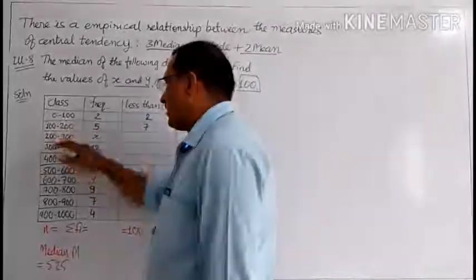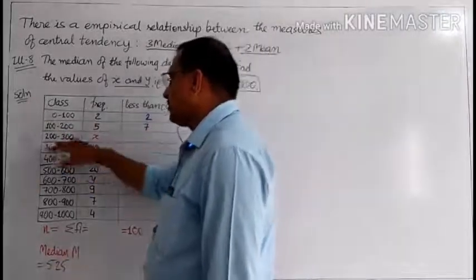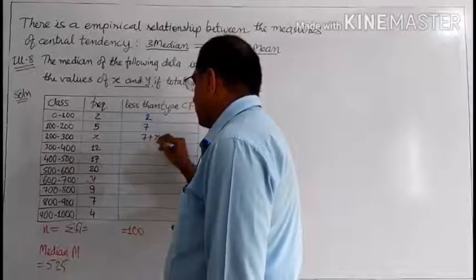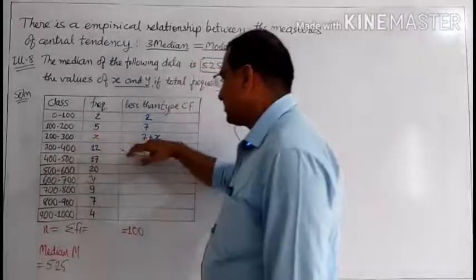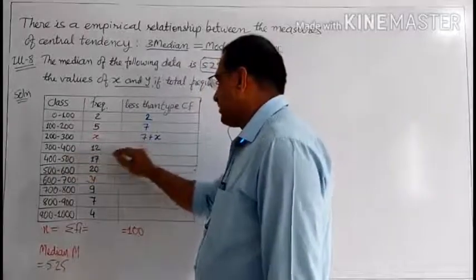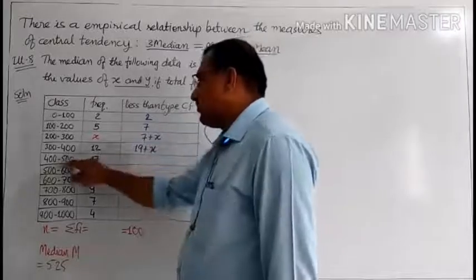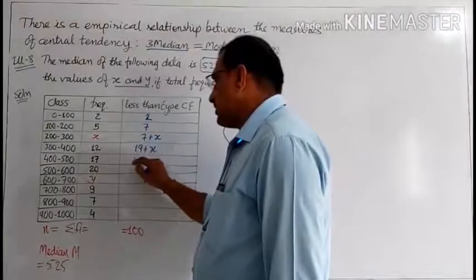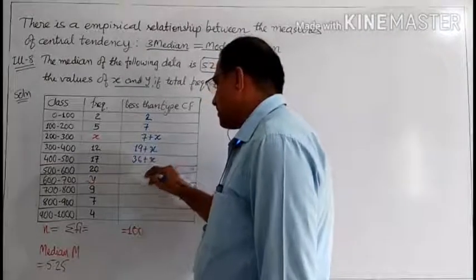Then less than 300 means less than 200, already 7 is there, but 200 to 300 has X, so now it is 7 plus X. Then less than 400: 300 to 400 is 12, so 7 plus 12, 19 plus X. Then less than 500, plus 17, so we get 36 plus X.